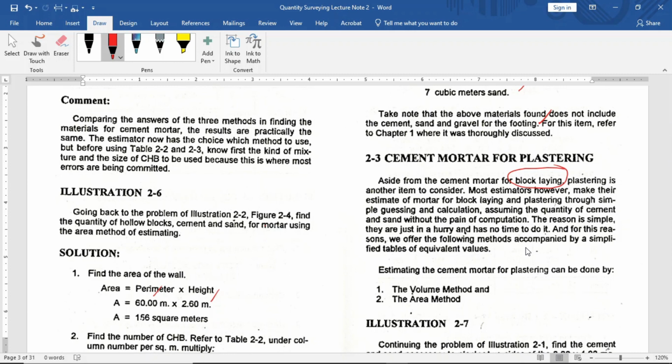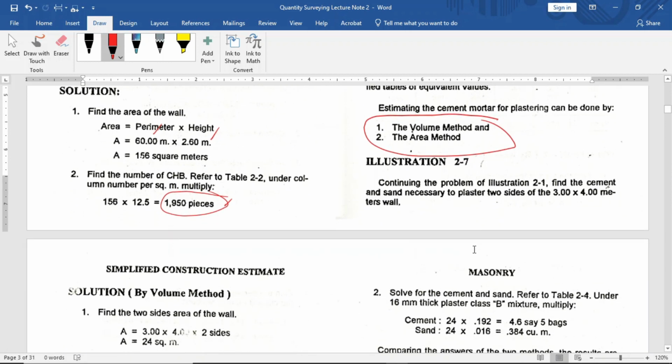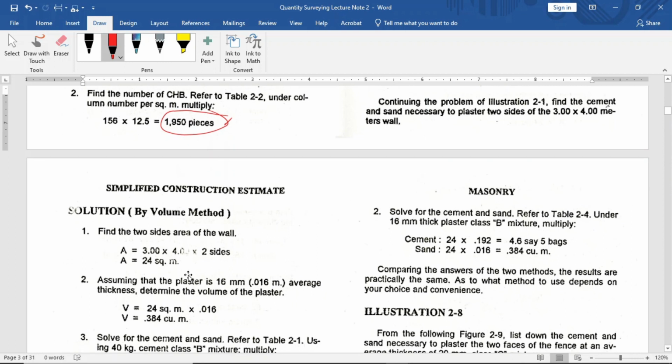So, estimating cement mortar for plastering, we have two methods: by volume method and by area method. So, example tayo. Continuing the problem 2-1, yung kanina, yung 3 by 4 meters na wall. Paano natin makuha yung cement, sand, para sa plastering?